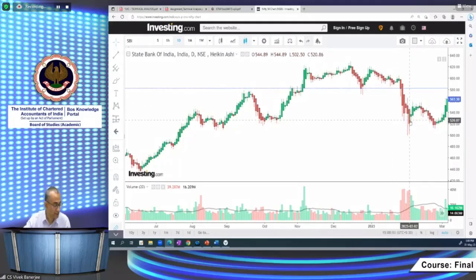Now after panic selling, this is a phase of a bullish phase. So what happens in the bullish phase? First of all, the accumulation phase, means public starts to purchase. Yes, this SBI stock is looking good, let us purchase it. Then comes the public participation. When the public participates, the share prices go on increasing.